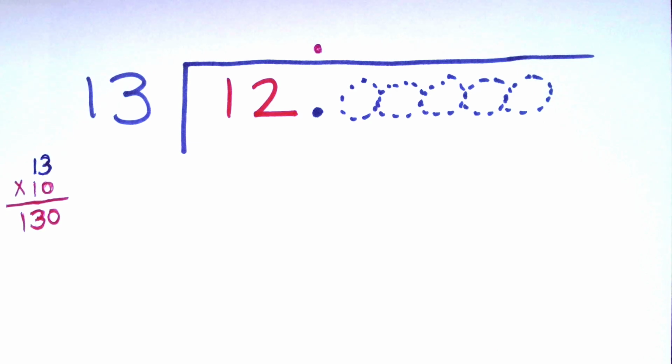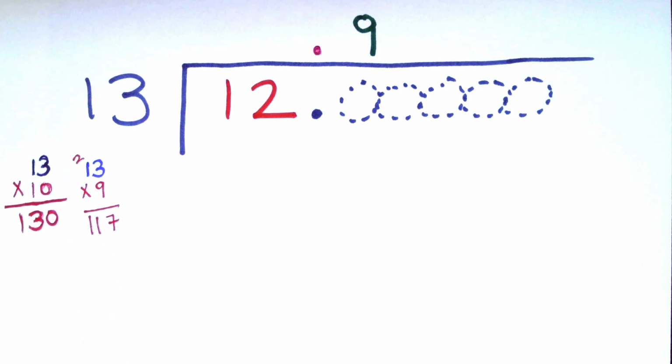Okay, so this method's called guess and check. So many times on assessments and exams, you're not allowed a calculator and you got to do this manually. So 13 times what number gets me 120? So 120 looks pretty close to 13 times 10, which is 130. But it's about 10 too much. So in this guess and check, maybe I'll try 13 times 9.